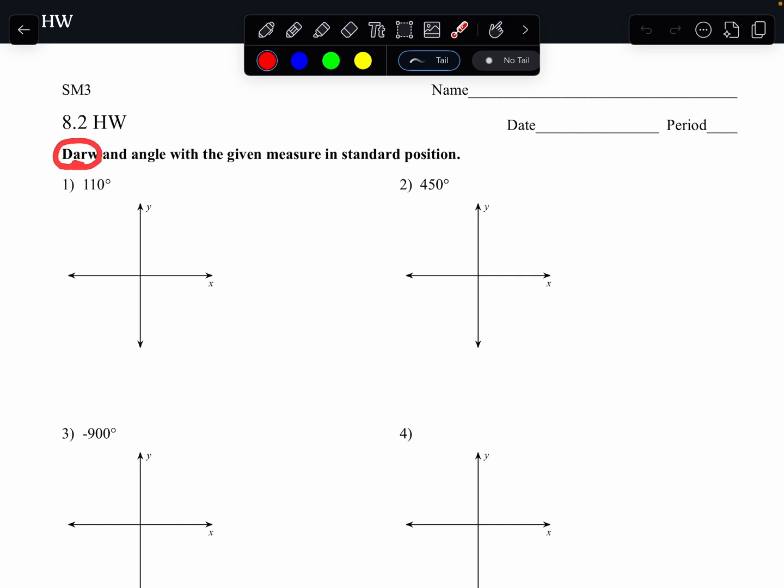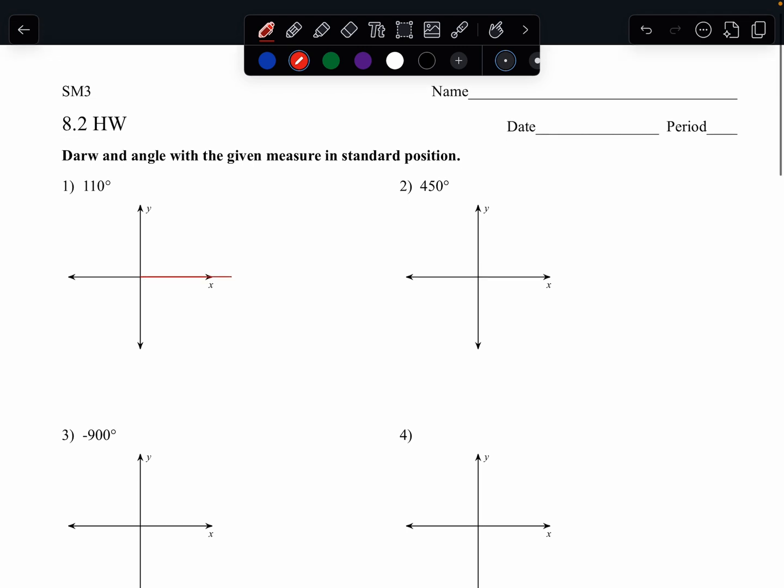Draw an angle, the given measure and standard position. Sorry for the typo. So we have 110 degrees. Now, angles require two sides. The first side, the initial side, sits stationary on the positive x-axis, while the other side is going to be rotating either counterclockwise or clockwise. In this case, if it's positive, it runs counterclockwise.